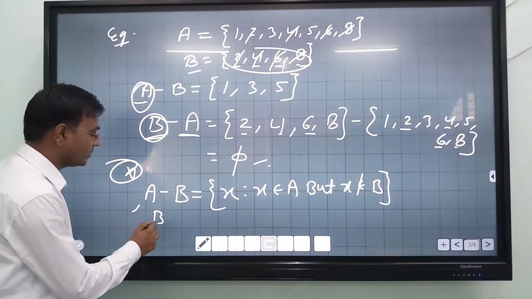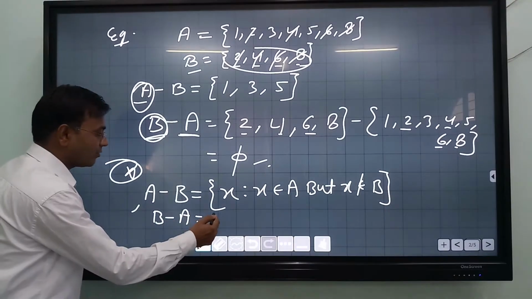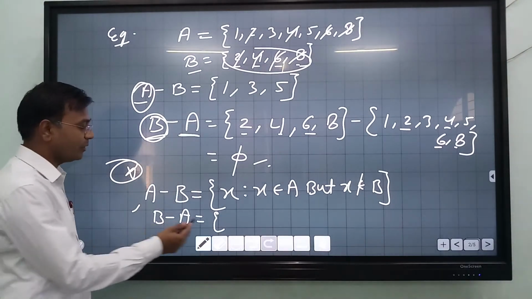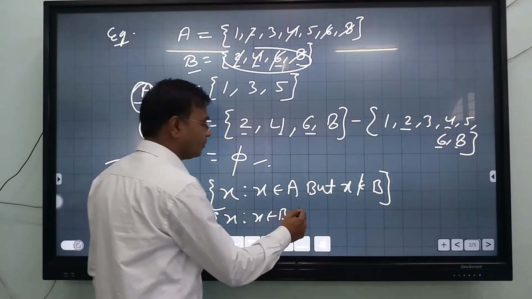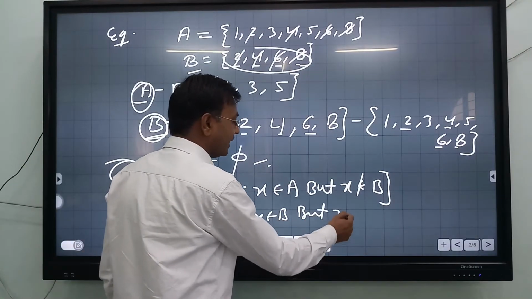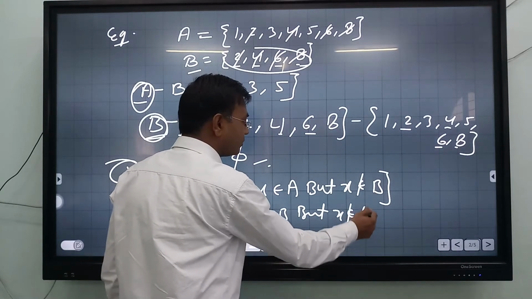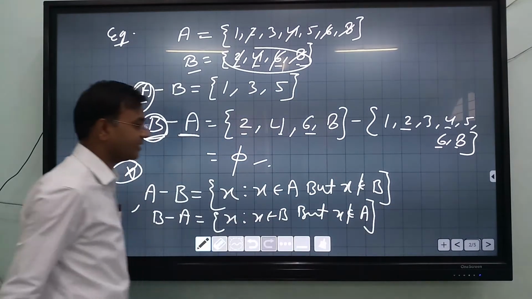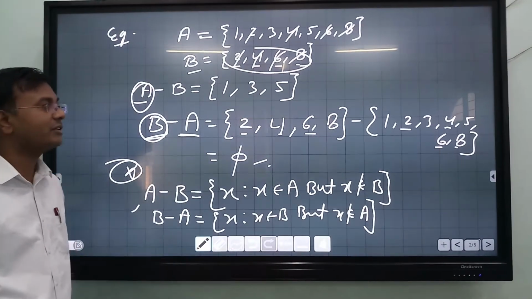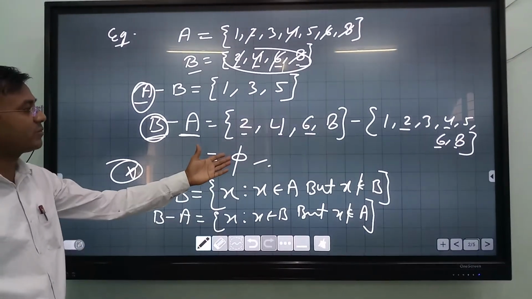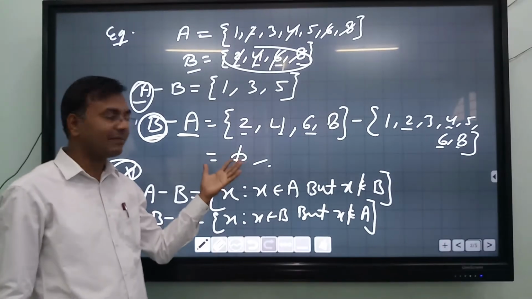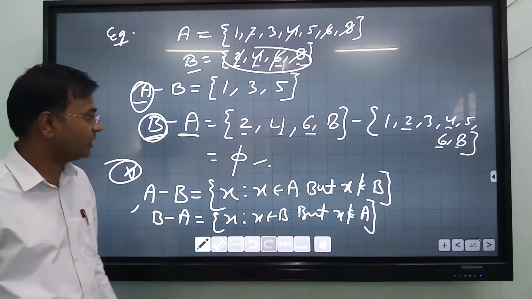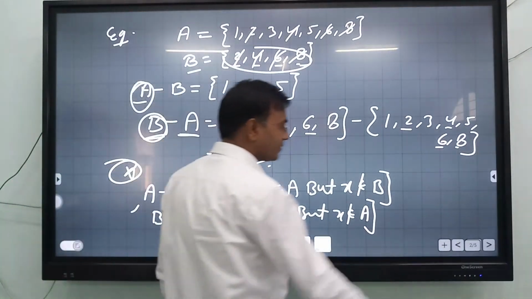Similarly, try to practice B minus A. So B minus A will be X such that X belongs to B, but X does not belong to A. That is, this element should not be lying in set A. So that's why here it is 5, because all other elements are already existing there. There is nothing left except 5 only. So this is the difference of sets.